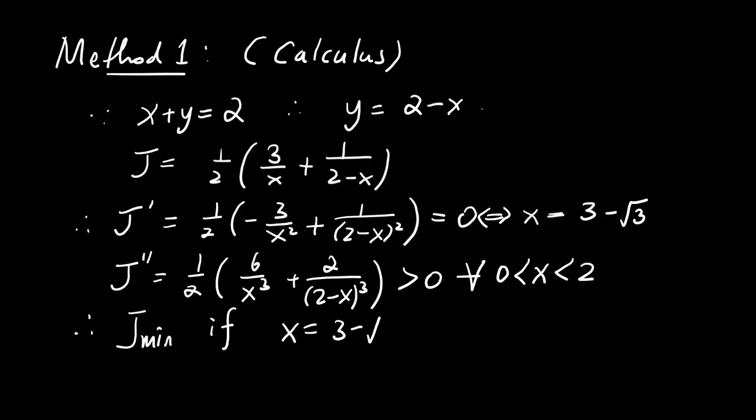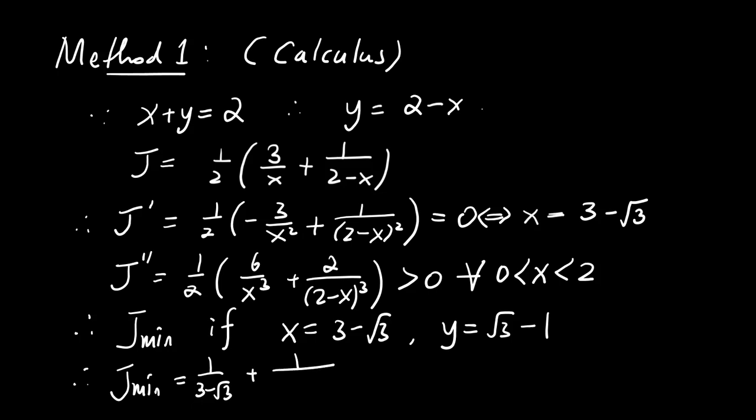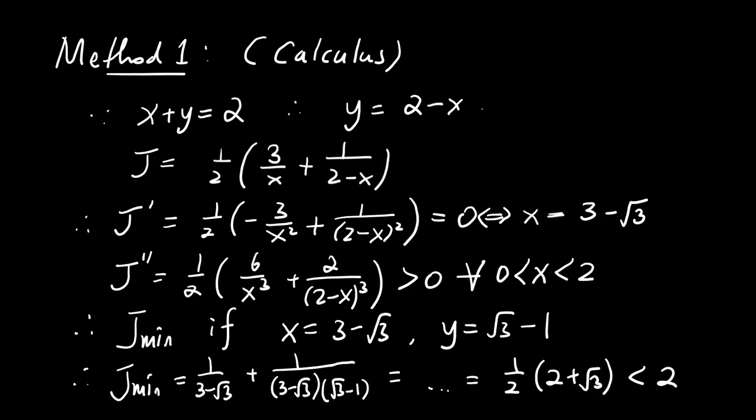When x equals 3 minus the square root of 3 and y equals the square root of 3 minus 1, we compute the value of j and find that the minimum value of j is less than 2. We will present the solution using the arithmetic mean geometric mean inequality tomorrow.